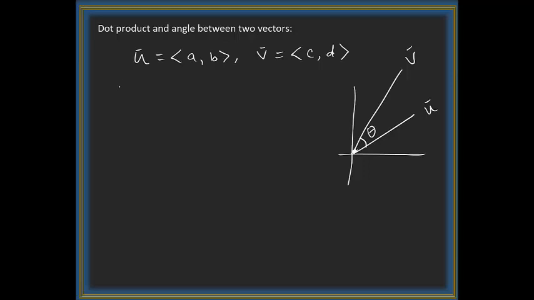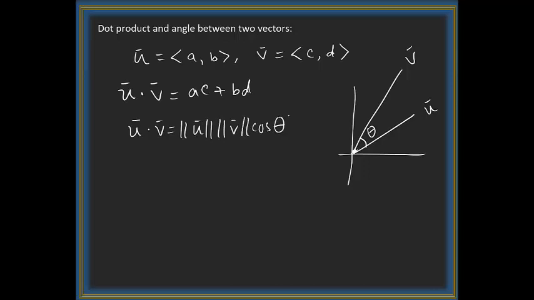So the dot product is defined by this. We write U dot V, and this simply will be ac plus bd. So multiply the x component with the x component plus the y component with the y component. That's the dot product. And we also know this dot product is the same as the magnitude of the individual vectors, and then the angle between them is theta, so we write here cosine theta. I'm not going into the proof.